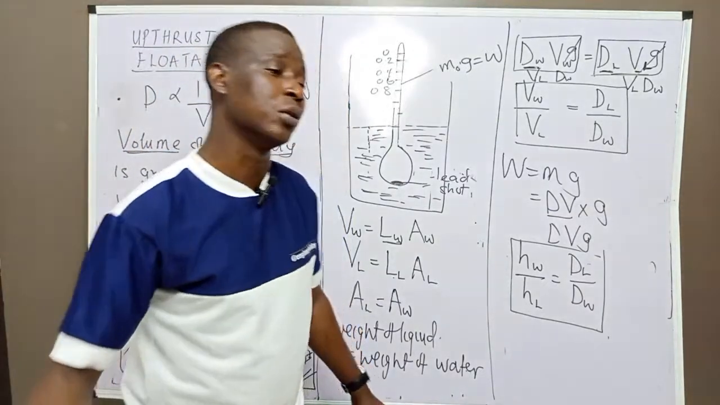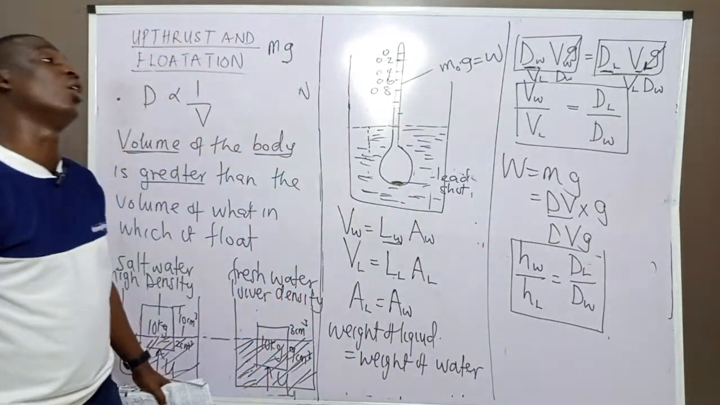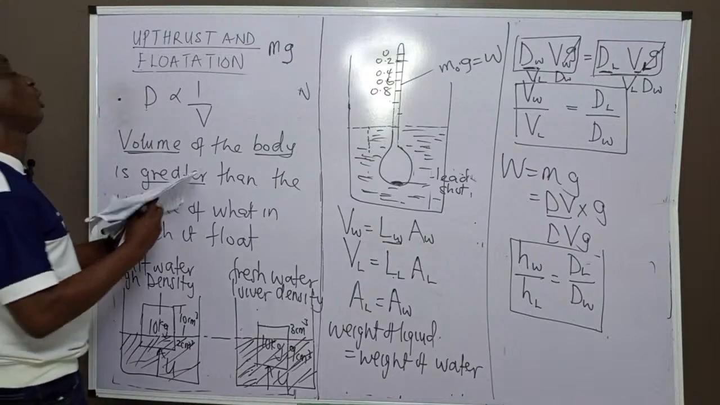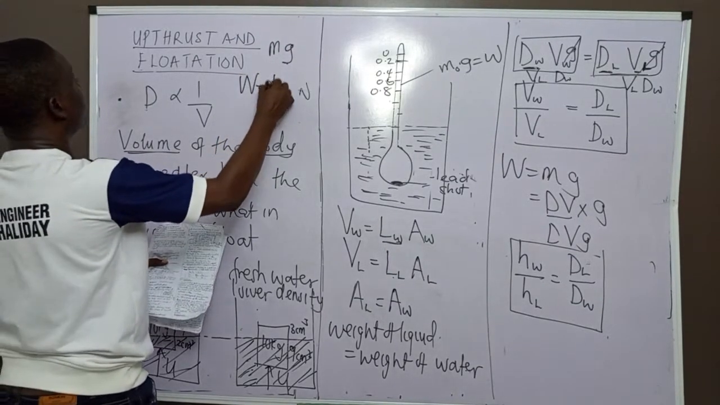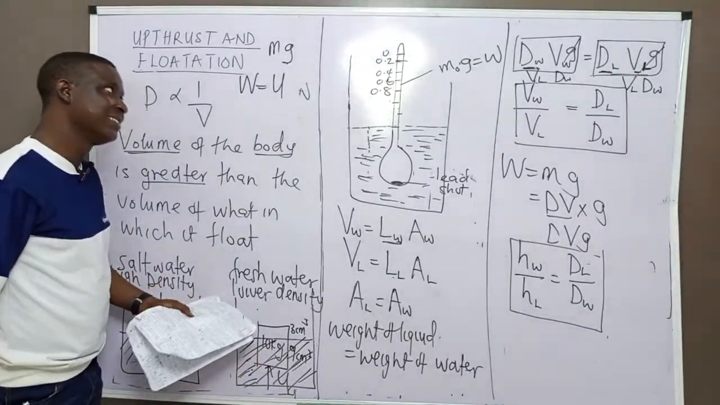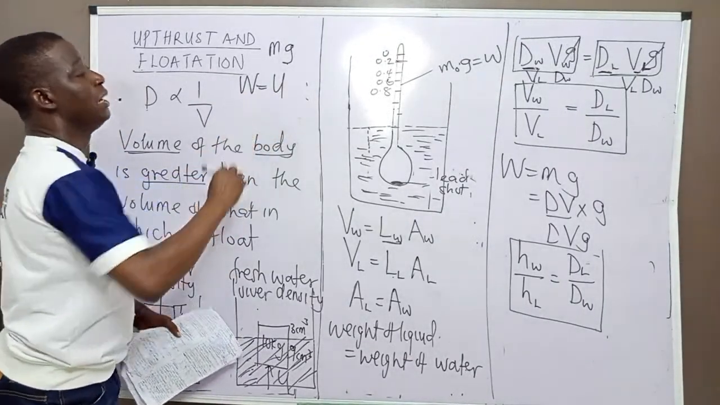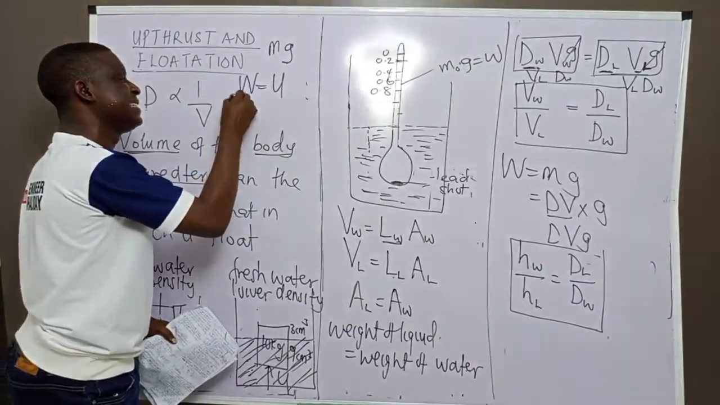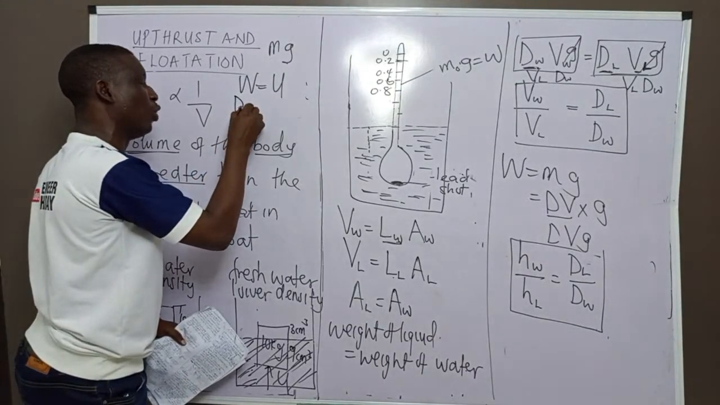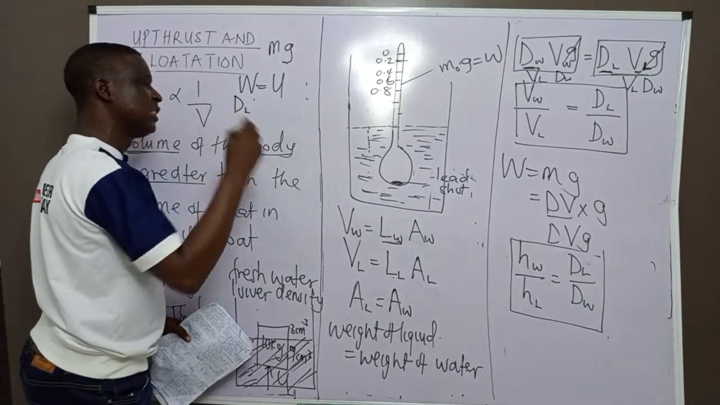Now, look at the words: if the body is shaped to displace its own weight. Whenever the weight is equal to the upthrust, then the body will float. Then another thing again, the body is denser than the liquid in which it floats.